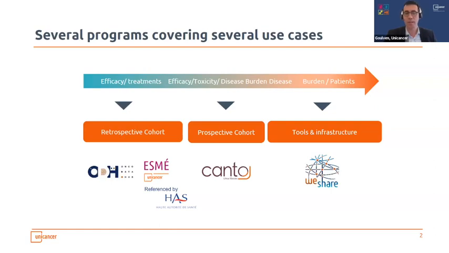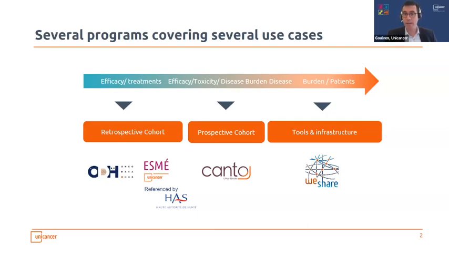Prospective cohort in early breast cancer and early lung cancer, CANTO cohort, and the fourth program, which is WISHER, a digital approach to retrieve data, especially for patient-reported outcome. In a nutshell, this gives a map of the programs that we have, because today the topics that will be addressed by Louise and Thomas concern use cases for health technology assessment bodies, so regarding what we can do with real-world data concerning discussion on dossiers which are submitted to health technology assessment bodies.